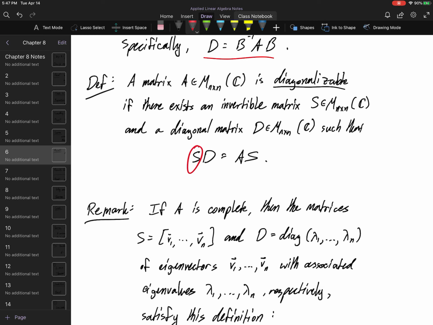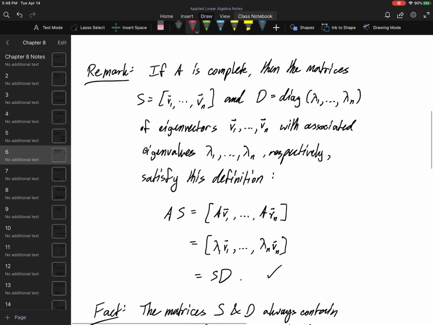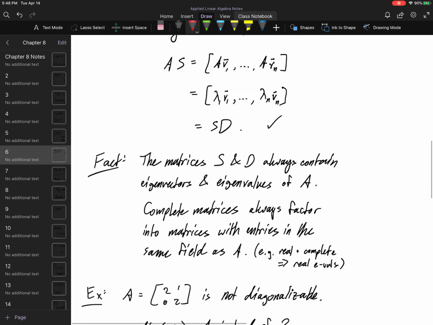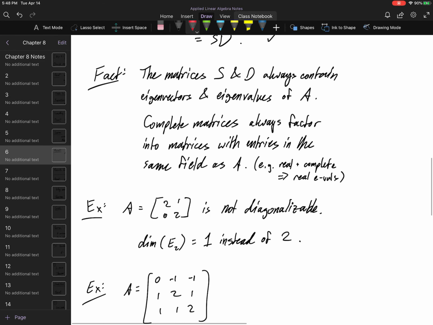And if you are diagonalizable, then read off of the S matrix and the D matrix your eigenvectors and eigenvalues respectively, so that you have full eigenspaces, or full bases for your eigenspaces, or eigenvector bases of your eigenspaces. So that means that complete matrices are diagonalizable, and diagonalizable matrices are complete.